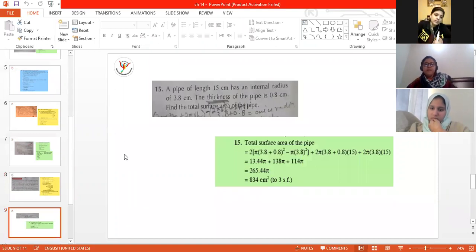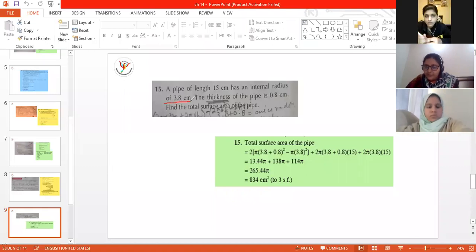Question number 15. A pipe of length 15 centimeter has an internal radius of 3.8 centimeter. The thickness of the pipe is 0.8 centimeter. Find the total surface area of the pipe.